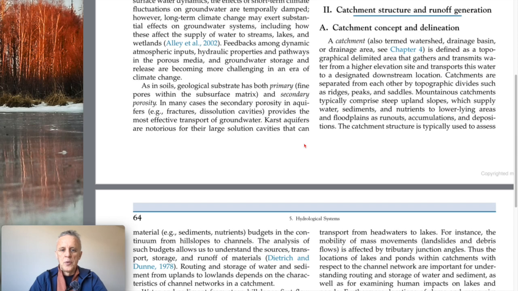Good day, everyone. We are reviewing Wetzel's Limnology textbook, edition number 4, chapter 5, and we are in subchapter 2, catchment structure and runoff generation. A. Catchment concept and delineation.